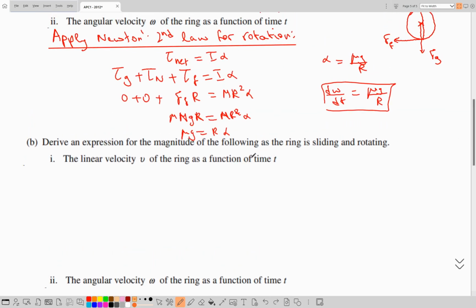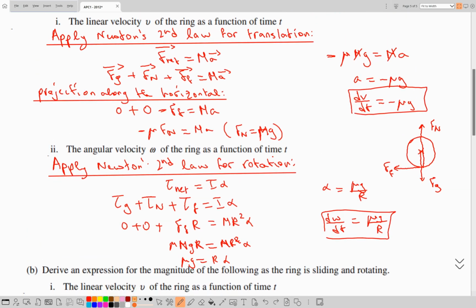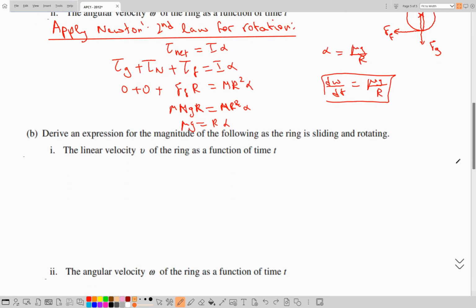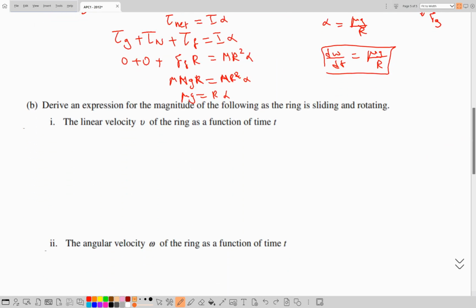Now they're telling us in part B, derive an expression for the magnitude of the following as the ring is sliding and rotating: the linear velocity v of the ring as a function of time. So notice at first glance you might think that the idea for part A and for part B are the same. But in the previous part they're asking for the differential equation. Here they're asking for the magnitude of the following as the ring is sliding down. So we need basically to find v as a function of time.